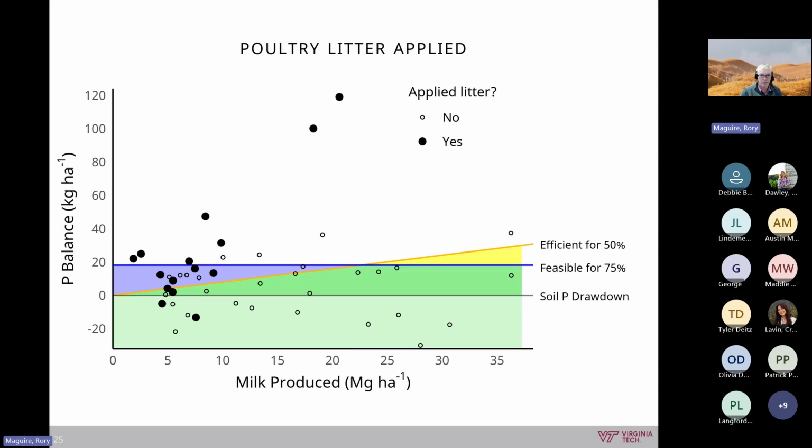We looked at different things. Poultry litter applied: about three quarters of the farms that use poultry litter were above, out of balance. This wasn't a great surprise because the dairy farms already have manure and they can use that dairy manure productively. But when you have poultry litter on top of that, and that poultry feed is 100% imported, then you can get into problems with mass balance.